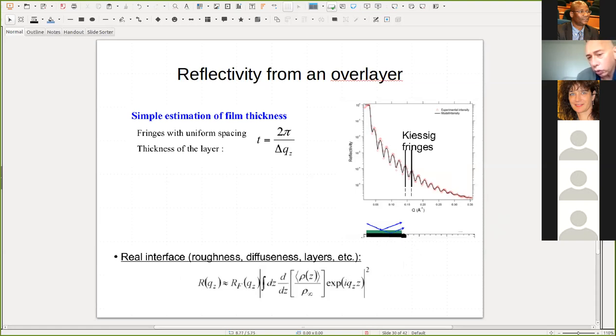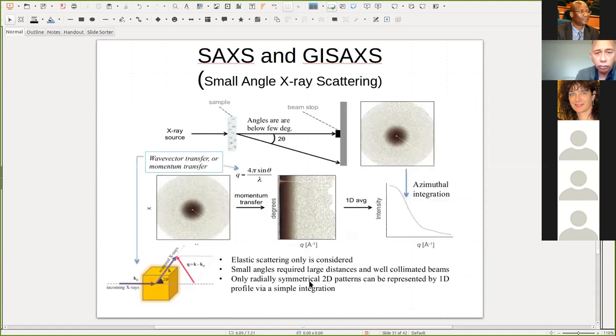But you basically get two places where the derivative changes, there and there. And then the interference of those two points where the derivative of the density changes is really what ends up giving you the fringes over here, right? And with this approach, you can probably throw in things like the roughness of the material. Is the top surface rougher than the bottom? That's the other thing you can pick up from this. So this is reflectivity, another kind of experiment that a lot of people come to do. SAXS and GISAXS.